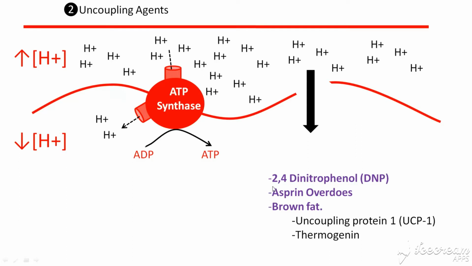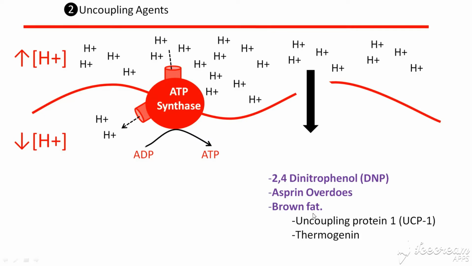Okay, so we have a few examples of uncoupling agents. The first is called dinitrophenol. Dinitrophenol is used in the labs as an uncoupling agent, and it's just going to cause a hole in the inner mitochondrial membrane and uncouple oxidation from phosphorylation. Clinically, aspirin overdose is going to cause uncoupling, and this is why patients who have aspirin overdose tend to have a high fever.